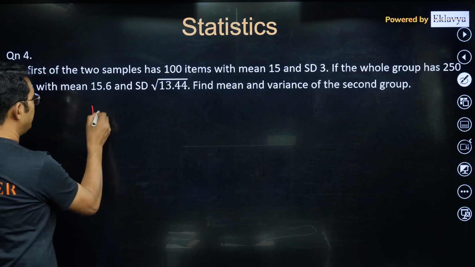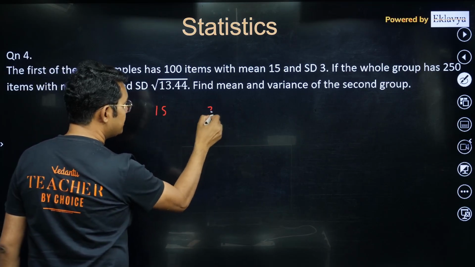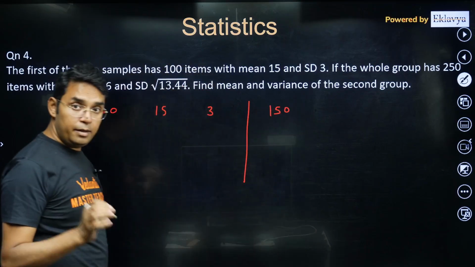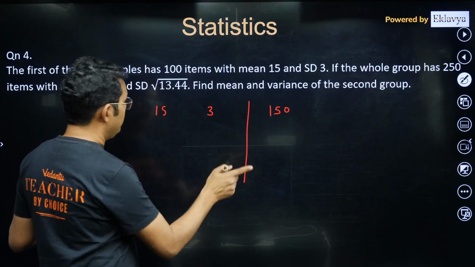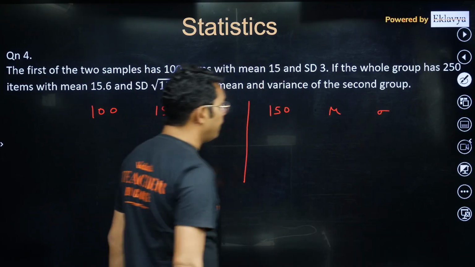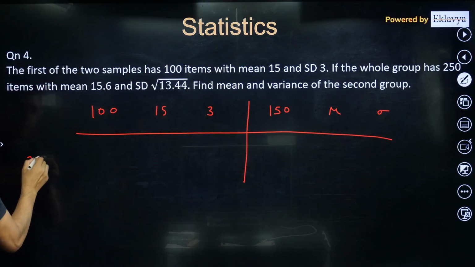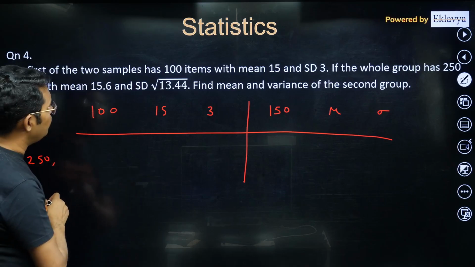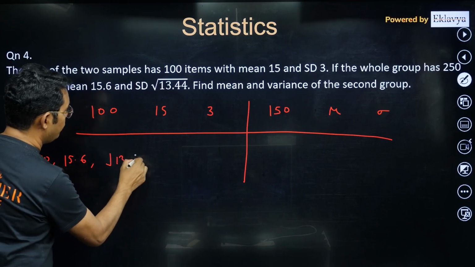Okay, so my first group is having 100 entry points, its mean is 15, its standard deviation is 3. The second data set will be having 150 data points because total is 250, and about its mean we are not aware, let's say mu, and let's call its standard deviation sigma. Now if you combine them together, we are getting the total data set as 250 data points, and the mean value is 15.6, and the standard deviation is root 13.44.